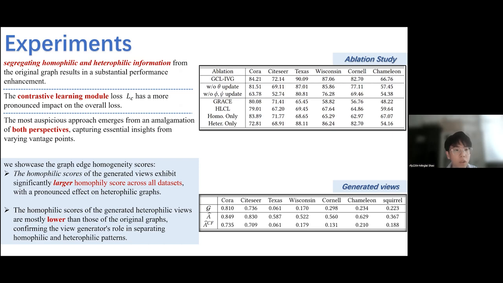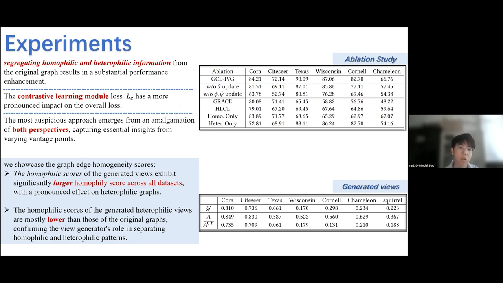We can showcase the graph edge homophily score. The homophily score of the generated homophilic view exhibits a significantly larger homophily score across all datasets, with pronounced effects on the heterophilic graphs. The homophily score of the generated heterophilic view is much lower than the original graph, confirming that the view generator is expressing the homophilic and heterophilic patterns.